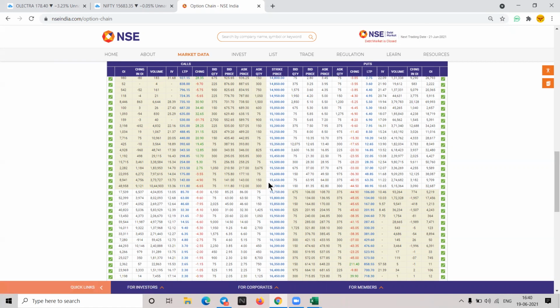Here there is one more thing. Let's say instead of going to 15,800, Nifty goes to 15,600. It has decreased by 100, right? So whatever amount you have paid initially, 100, that value will also decrease. Maybe it may become 50, and by the expiry, if the Nifty is not reaching here, that value will become 0.